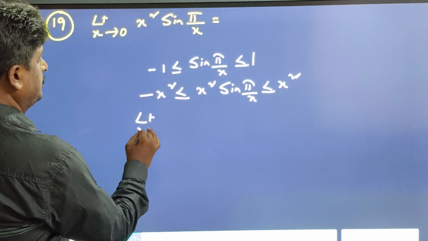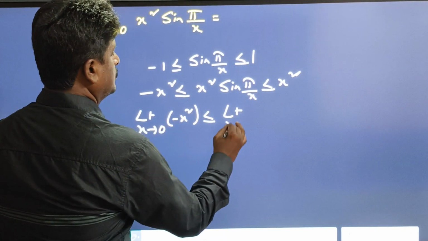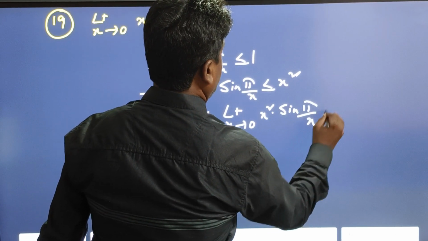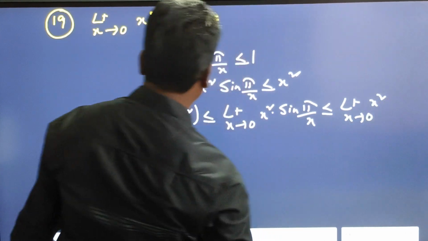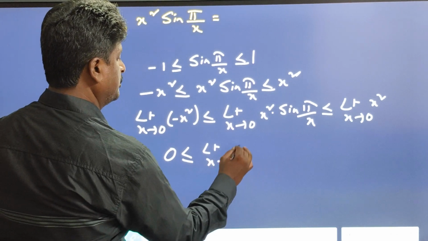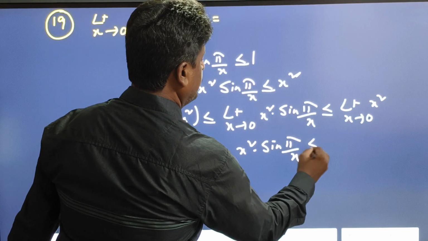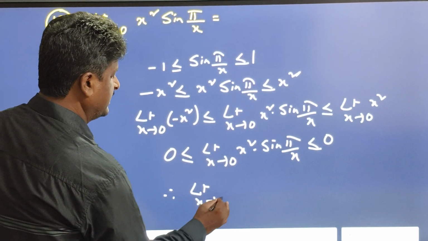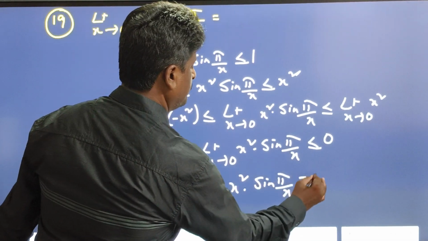applying a limit as x tends to 0: limit of minus x² ≤ limit of x² into sin(π/x) ≤ limit of x². This is 0, and the middle is the limit as x tends to 0 of x² into sin(π/x). Again we are using the sandwich theorem. Left side limit is 0, right side limit is 0, so definitely the middle function limit is also 0.